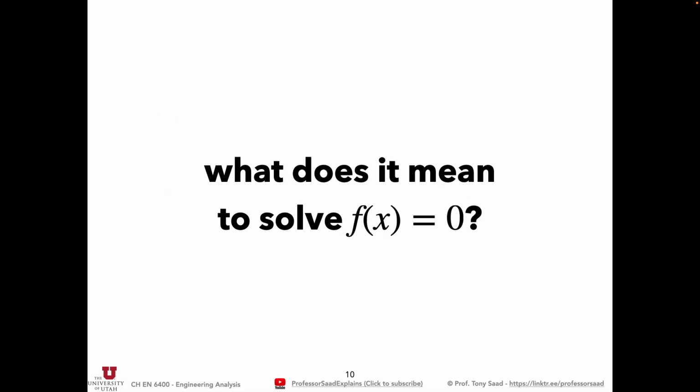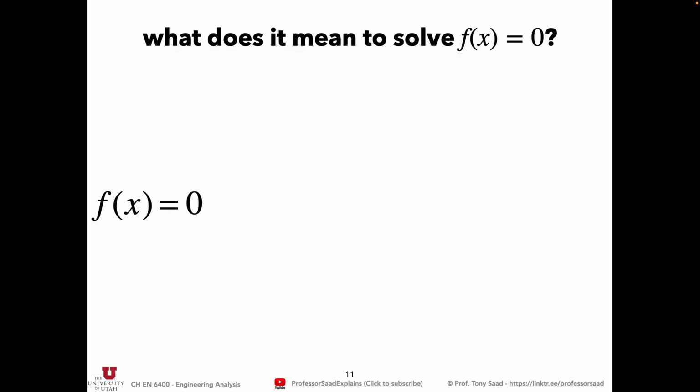Now, what does it mean to solve an equation, say f of x equals 0, whether the equation is linear or nonlinear? Okay? And I'm using x here as a generic unknown. So this f could be a very highly nonlinear function in x or a simple linear function in x. So what does it mean when we say we want to solve f of x equals 0 visually?